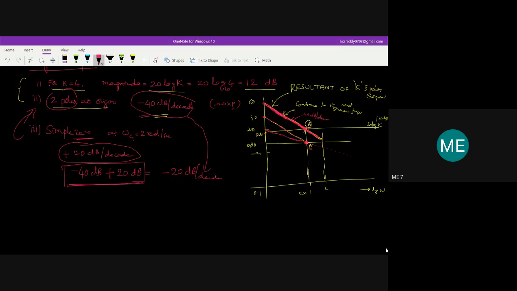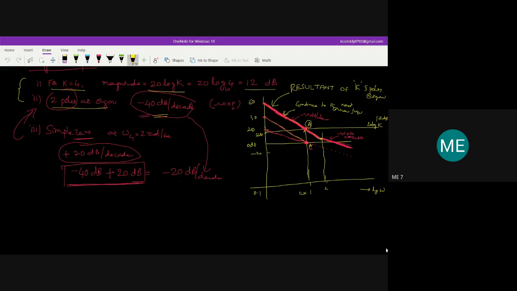we need to draw parallel to this. Here the line of slope is going to be parallel to this dotted line. This dotted line represents minus 20 dB. So here the resultant is going to be minus 40 plus 20, which is equal to minus 20 dB per decade. So this is the line of slope which represents the minus 20 dB per decade.